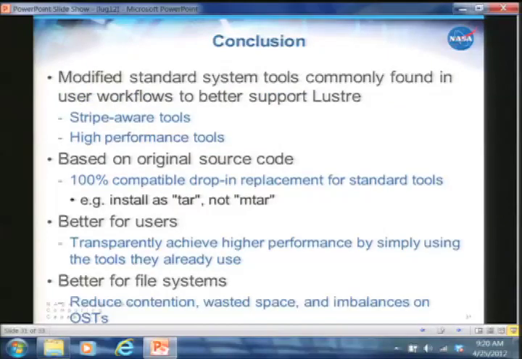Okay, so in conclusion, we modified standard system tools that are used by users to manipulate files in common workflows to better support Lustre. This is by both adding stripe awareness as well as high performance. This is based on the original source code, so this is basically 100% drop-in compatible for the standard tools. The idea is you simply replace the tools that already exist, so you don't call it mtar or whatever, you just install it as tar.